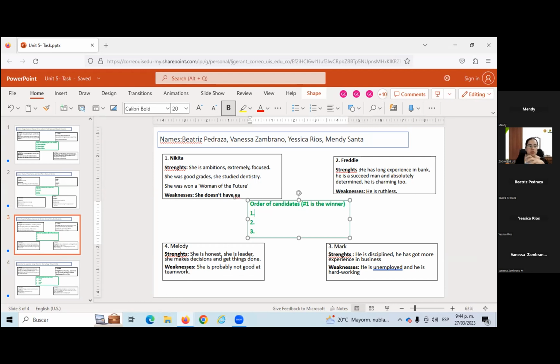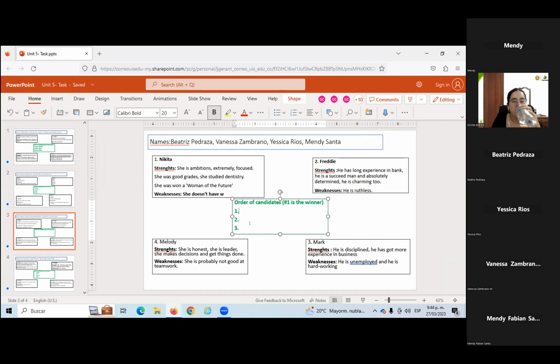Okay. Did you already finish? Almost. Nos falta este pedacito nomás, teacher. The best maybe is Nikita because she doesn't have weaknesses. What are you thinking? And she helps poor people. Okay, the winner is Nikita. The second place is maybe Melody. Yeah, Melody.